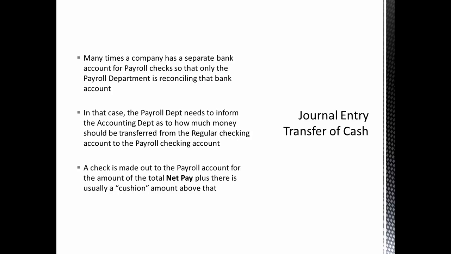So whenever we do payroll, if we have a separate payroll checking account, we need to do a third journal entry where we're going to transfer money, enough to take care of the checks, the net pay. We're going to transfer that from the regular checking account into the payroll checking account. So we make a check out from the regular checking account for however much the net pay is. Maybe we'll put a little cushion above that, and we're going to then deposit that check into the payroll checking account. Then, of course, we have to do a journal entry for that.